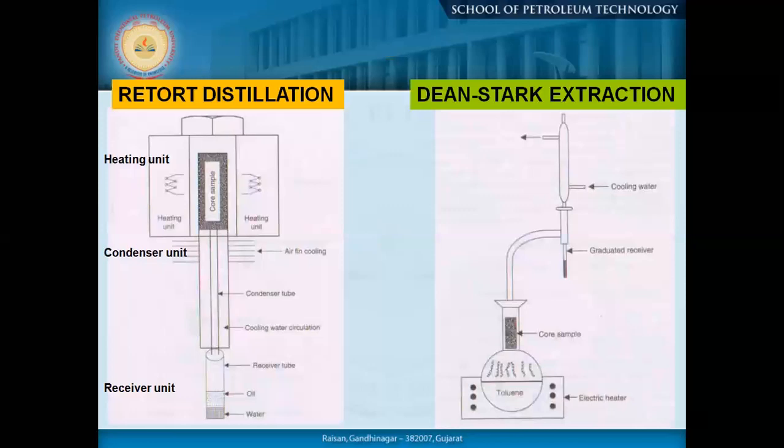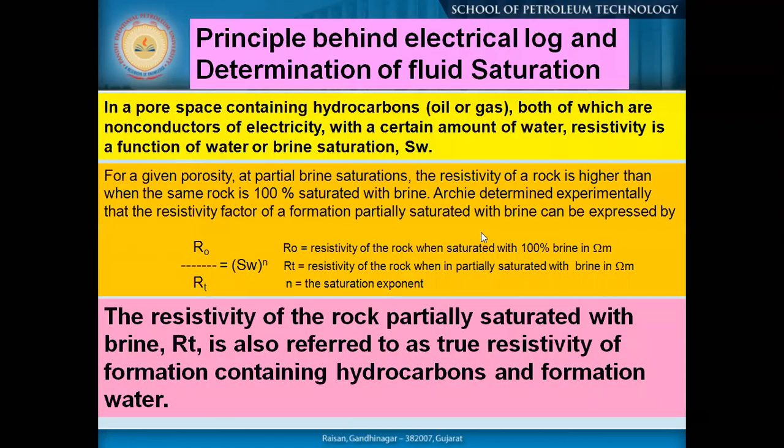This is one part: retort distillation and Dean-Stark extraction methods, using the solvent and evaporation technique. We try to get preserved core samples and find how much of the different fluids are there. This is from the core plug samples. I will not go through this in detail, but I will show you how we get SW from the logging information.